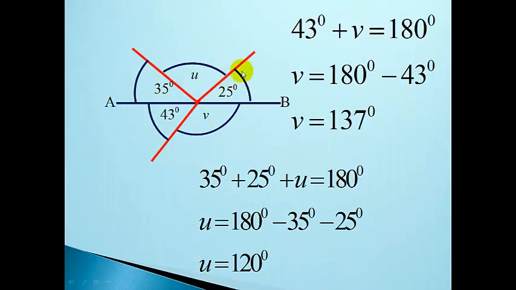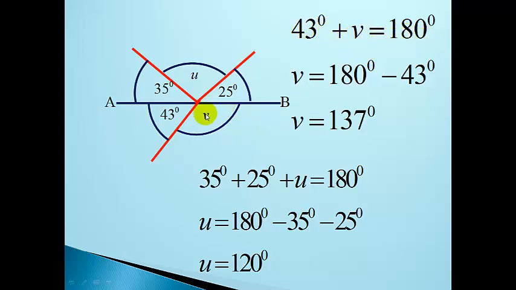Now considering this diagram, AB is a straight line. We have angles above the line AB and we have angles below the line AB. Now when we consider the angles below the line AB, we have 43 degrees and V. These are the angles on the straight line AB, below the line AB. We know that the sum of the angles on the straight line is equal to 180 degrees. So considering the angles below the line AB, we can write that 43 degrees plus V is equal to 180 degrees. So that is how come we have 43 degrees plus V equals 180 degrees.